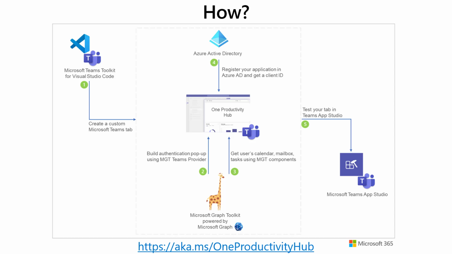But before that, to be able to get the access token from the user, we will need to register our application to Azure Active Directory. Then finally, once we are done building our app and once we have all of the required components, we will go to Microsoft Teams App Studio. Then we will test our tab locally. And these are all the steps we will go through. To be able to do that, you can go to https://oneproductivityhub. This is going to direct you to the lab GitHub page, and you can start following the lab instructions.